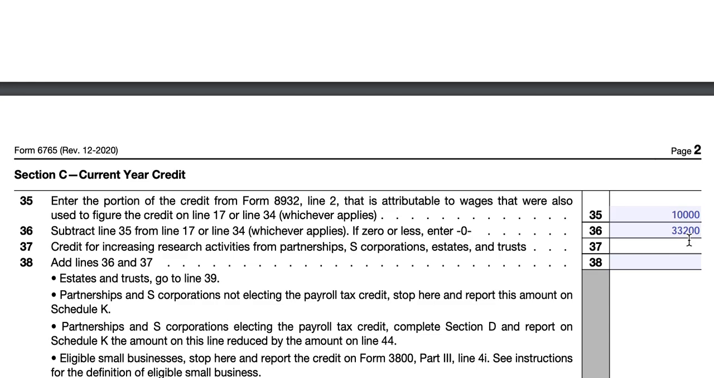So we're just going to put this in and call it $10,000. That was passed through on various K1s. The source doesn't particularly matter. And it is important to note that all taxpayers that are figuring a separate credit need to complete IRS Form 6765.